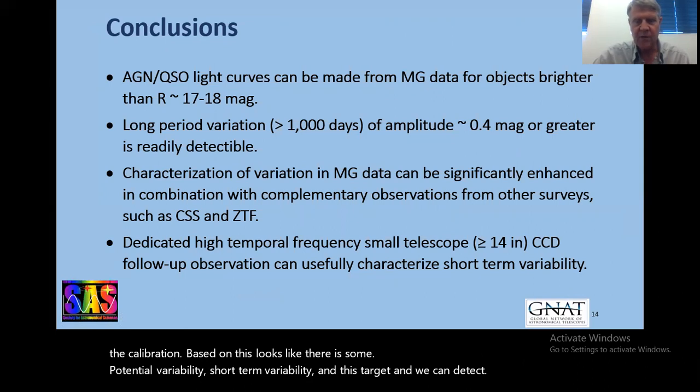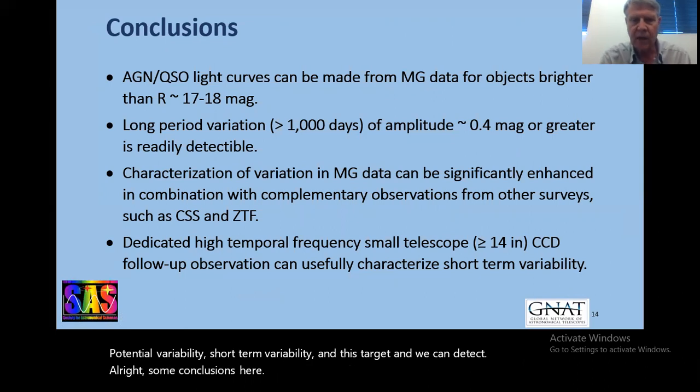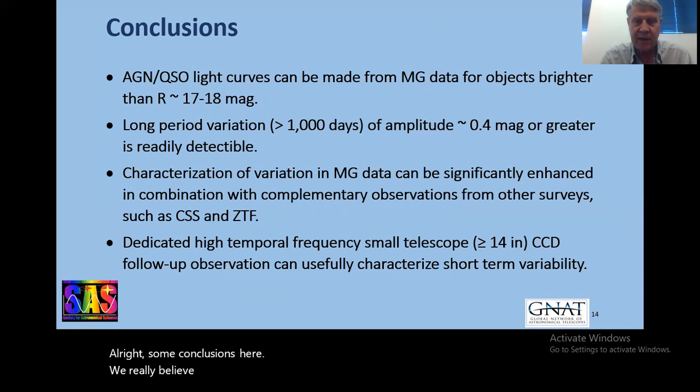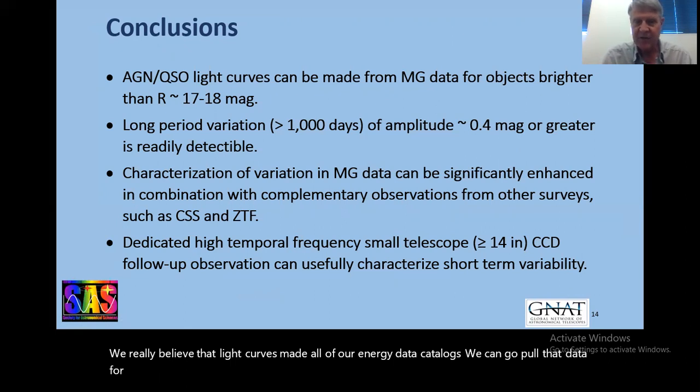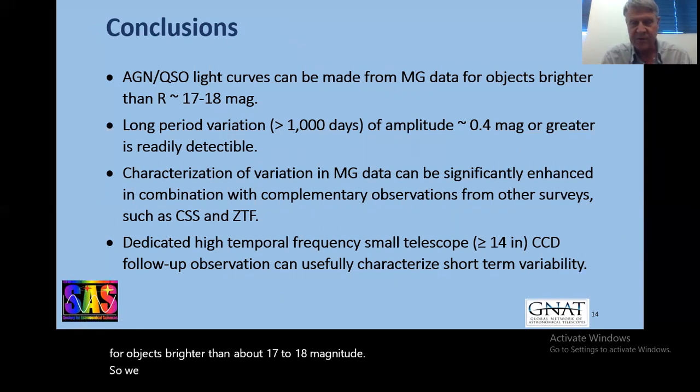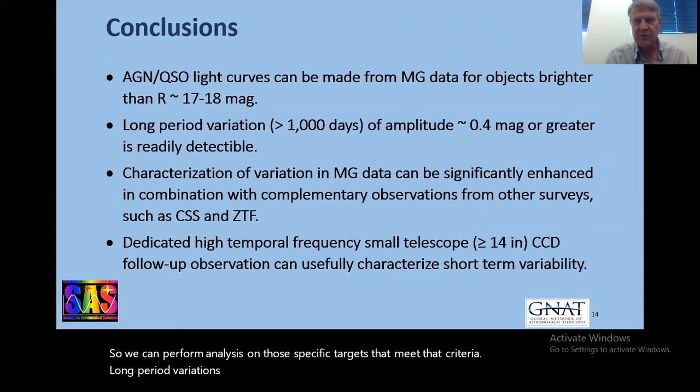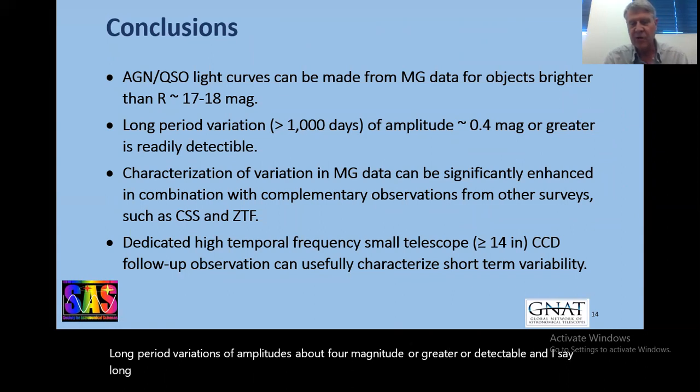All right, what are some conclusions here? We really believe that we can pull light curves out of our MG data catalogs for objects brighter than about 17 or 18 magnitude, so we can perform analysis on those specific targets that meet that criteria. Long period variations with amplitudes of about 4 magnitudes or greater are detectable. When I say long-term period variation, we're talking about 1,000 days or better.